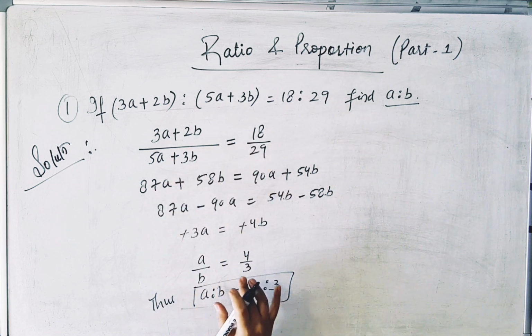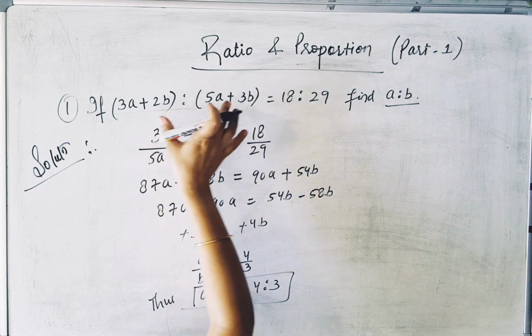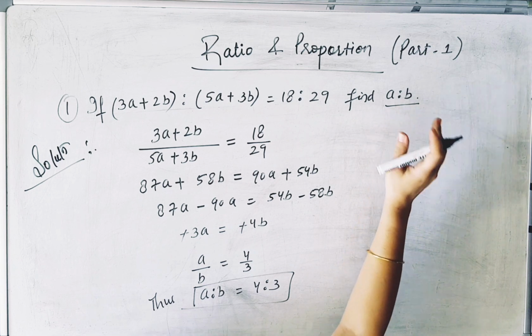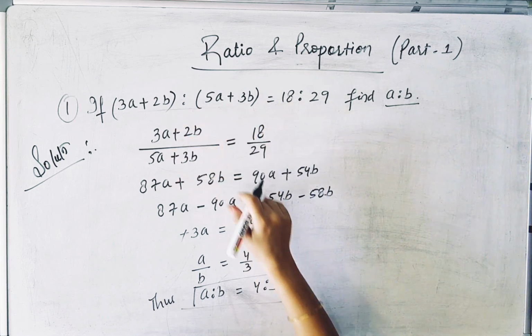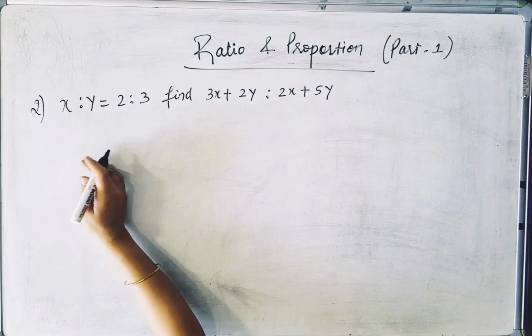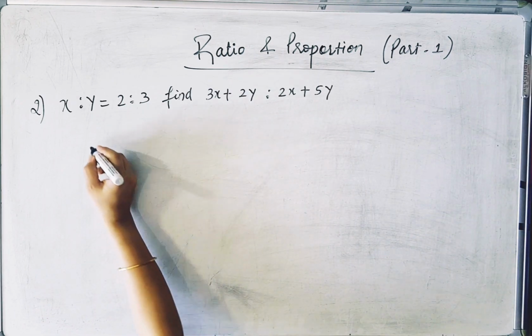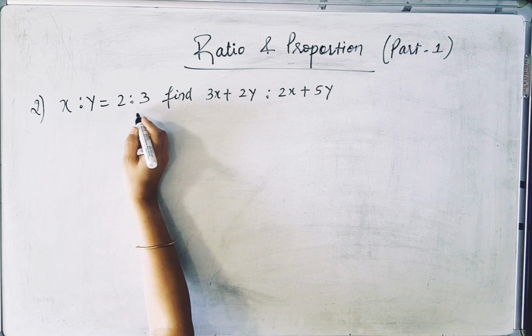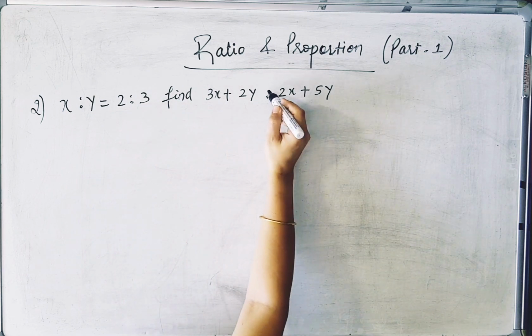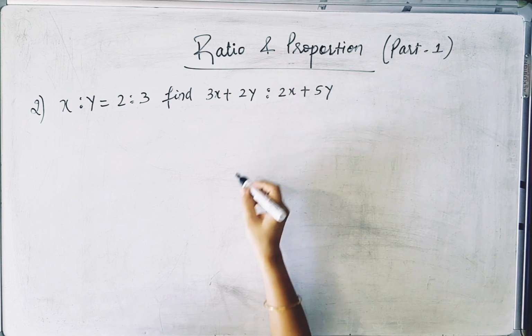Now in this question they have mentioned this part and they have asked this. Sometimes in a question they mention a is to b is this, find this. So now we'll see that type of question also. The question is: x is to y is 2 is to 3. Find 3x plus 2y is to 2x plus 5y.